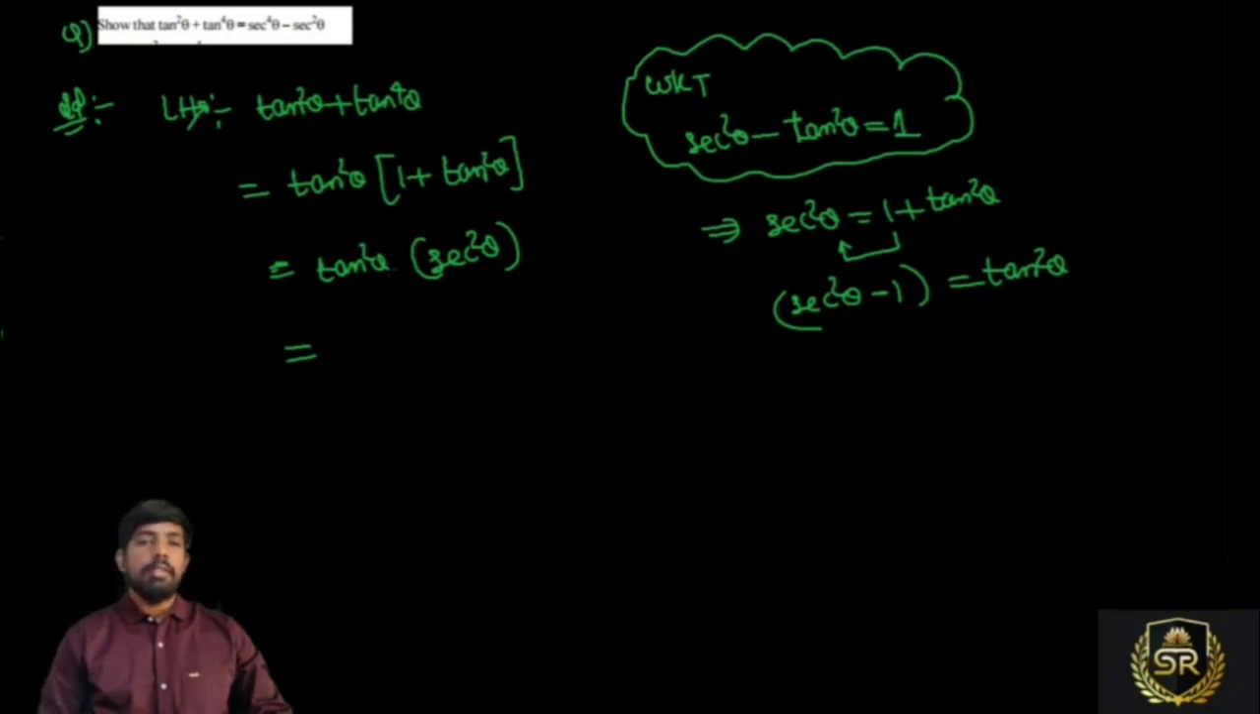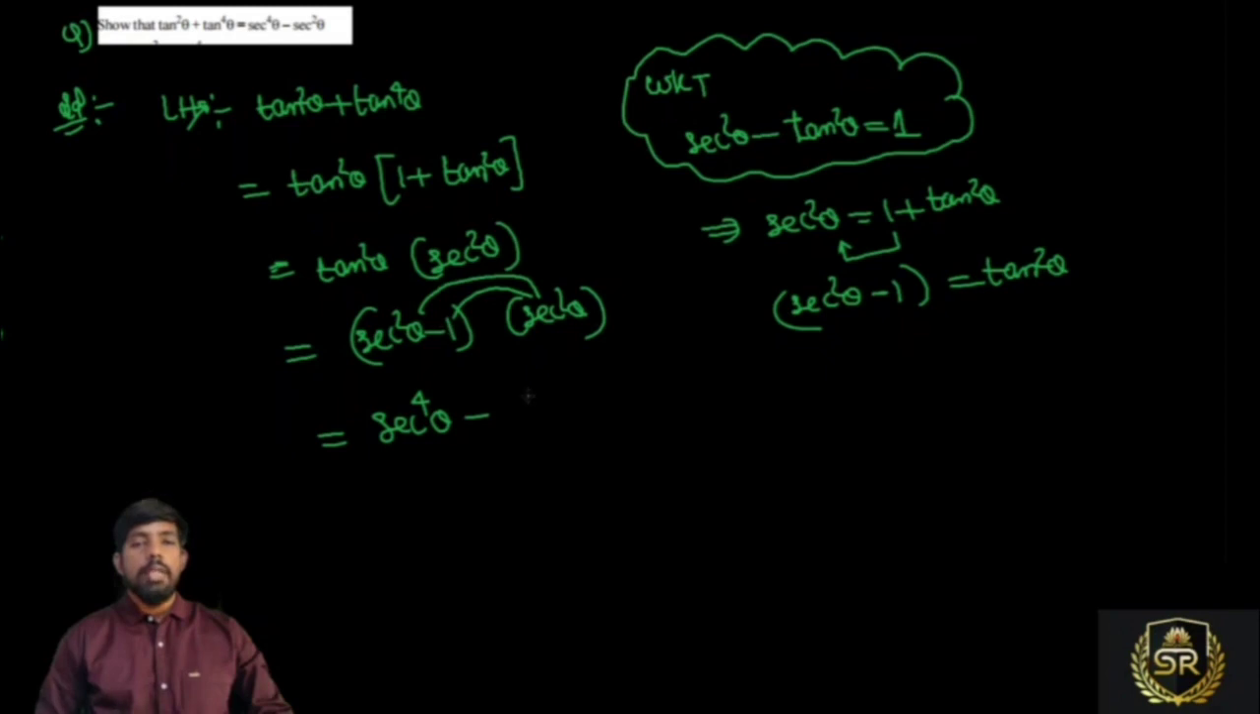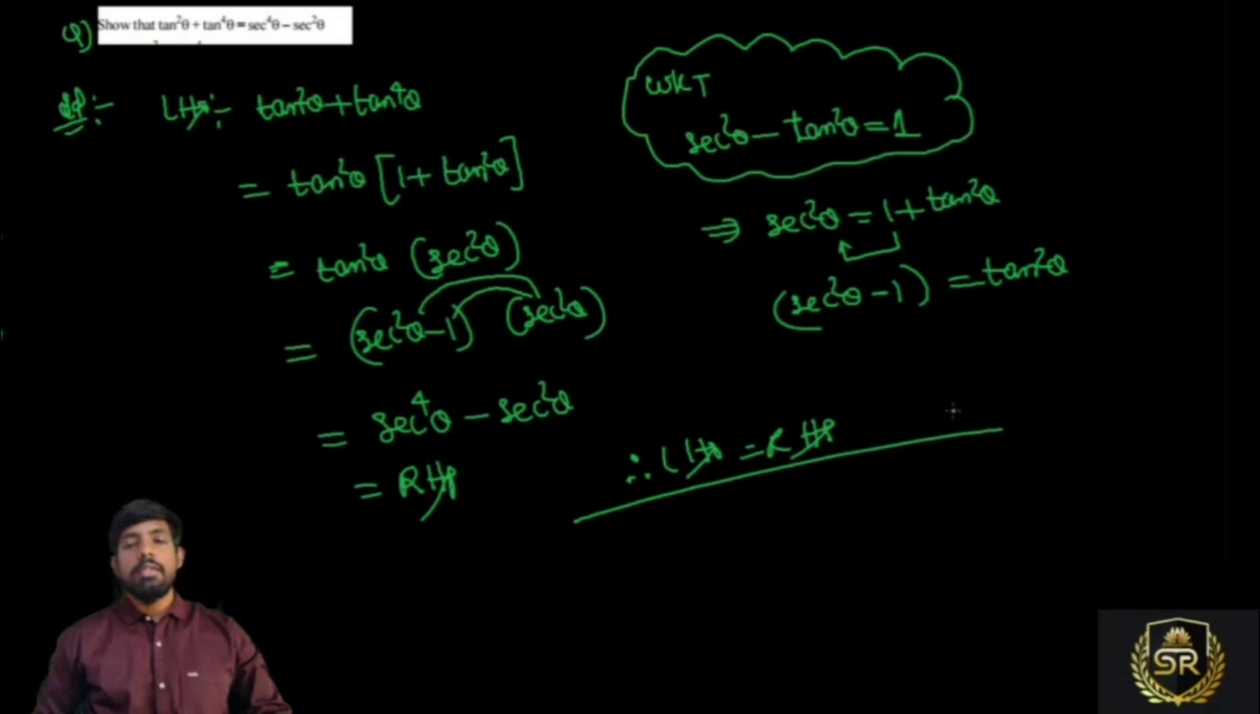I'm writing secant square theta minus 1, into secant square theta. Now multiply inside: secant square into secant square is secant to the power of 4 theta, minus 1 into secant square is secant square theta. Therefore this is RHS only. Therefore LHS is equal to RHS, hence proved.